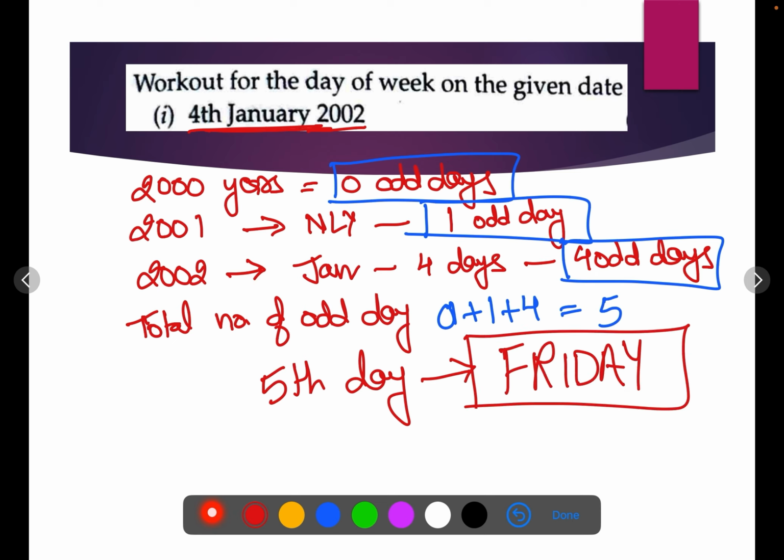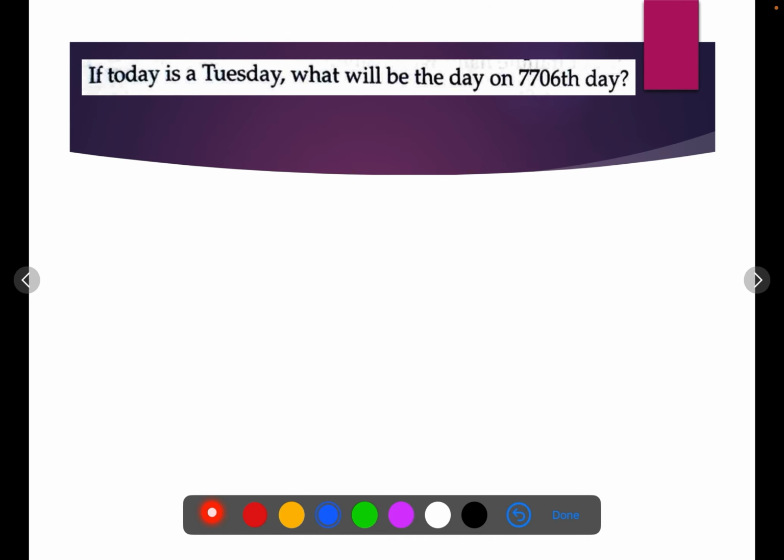So, I can say that on 4th of January, the day is Friday. I hope it sounds easy. Let's take up one more example, one more question. Here the question says, if today is Tuesday, what will be the day on 7706th day? Here my today is given and I have to find the day after 7706. So I'll start with the days which is given to me.